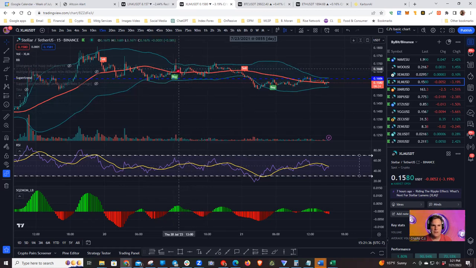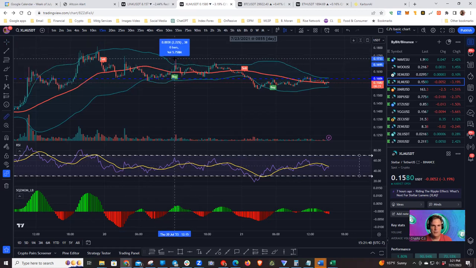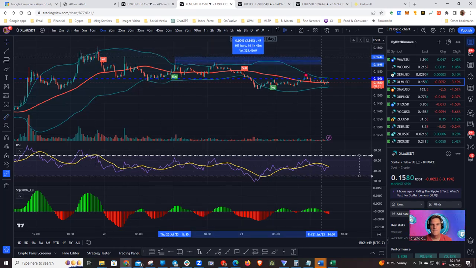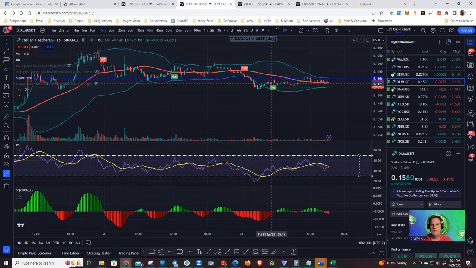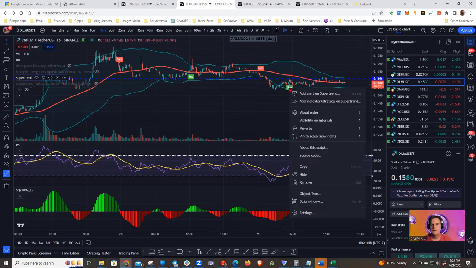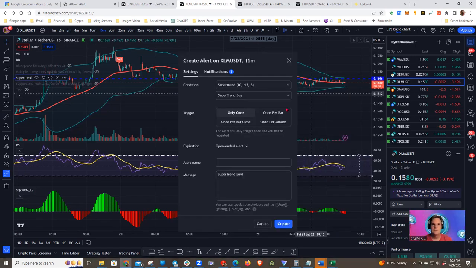This buy one doesn't look that good. Actually, that pump would have gotten me out. But if you're holding on for, say, 3% or trying to get to this resistance here, you'd still be in that trade. Well, the sell obviously did well, and this buy looks like it did okay too. So super trend looks pretty good, and it's really easy to set alerts.